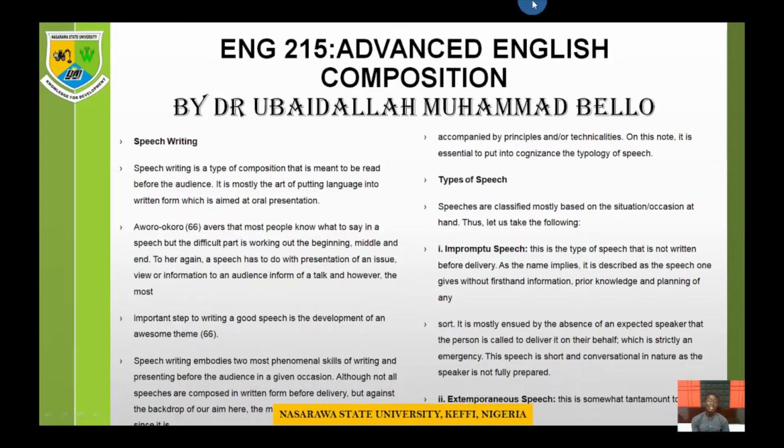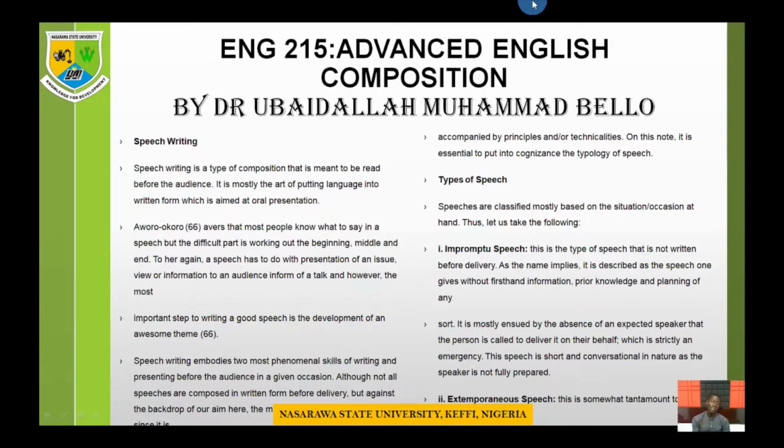As the name implies, it is described as a speech one gives without first-hand information or prior knowledge or even planning of any sort. It is mostly occasioned by the absence of an expected speaker, so that the person is called to deliver on their behalf, which is strictly an emergency. You do not know, no first-hand information, no prior knowledge. You're just sitting down and the MC, or master of the ceremony, calls your name unexpectedly to deliver the speech in the absence of the expected speaker of that particular speech.